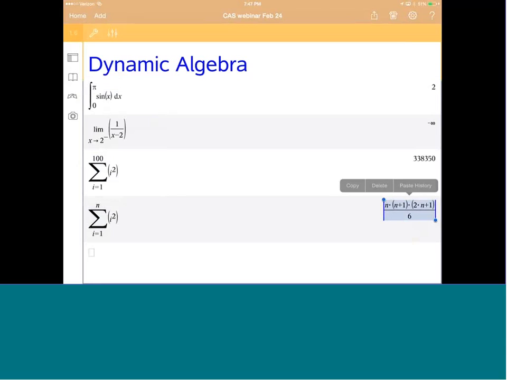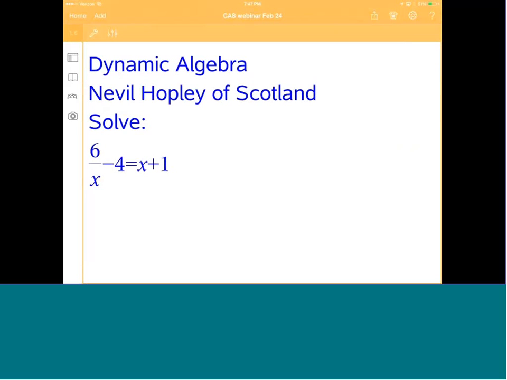All right, so what do I have next? Dynamic algebra. One person asked me, how would you explain CAS to somebody? And I said, it's kind of like dynamic geometry, where you can investigate things and pull things around and see them change and interact with it. And so she said, you're talking about dynamic algebra. And I said, yeah, that's a good phrase for it.